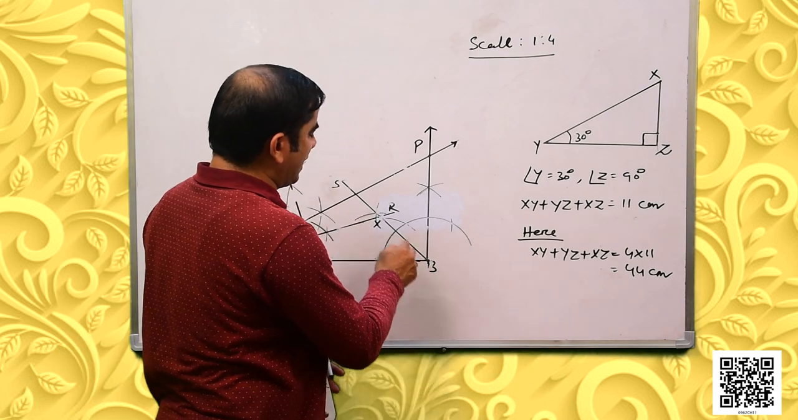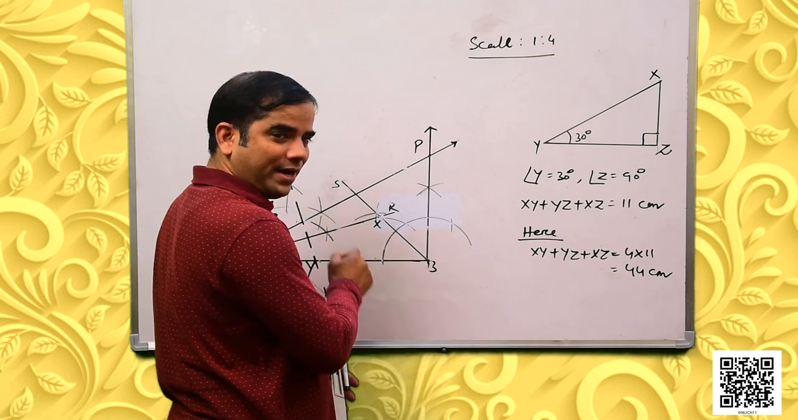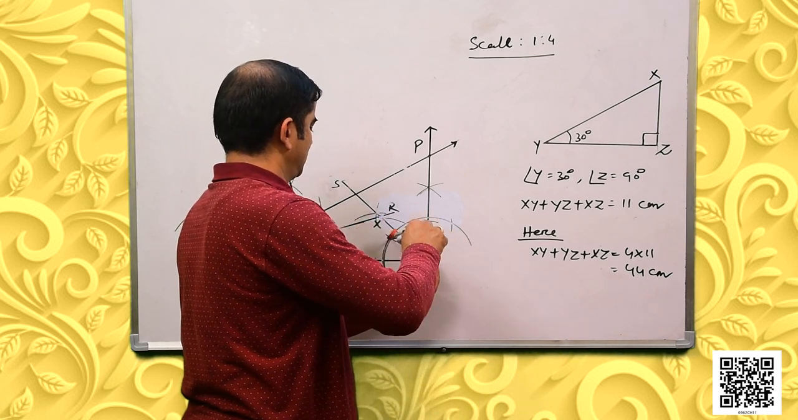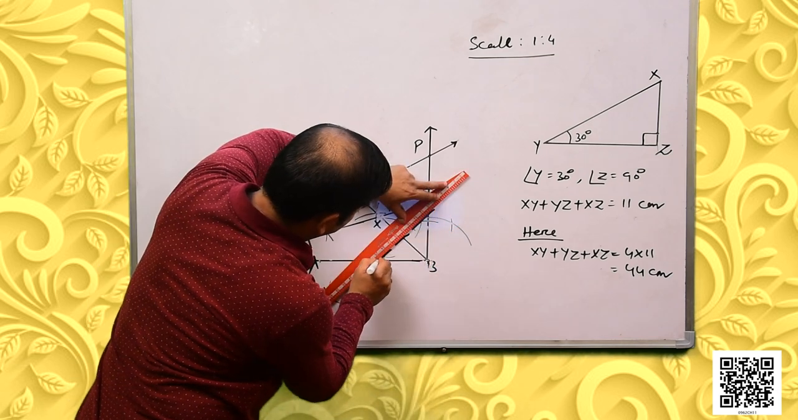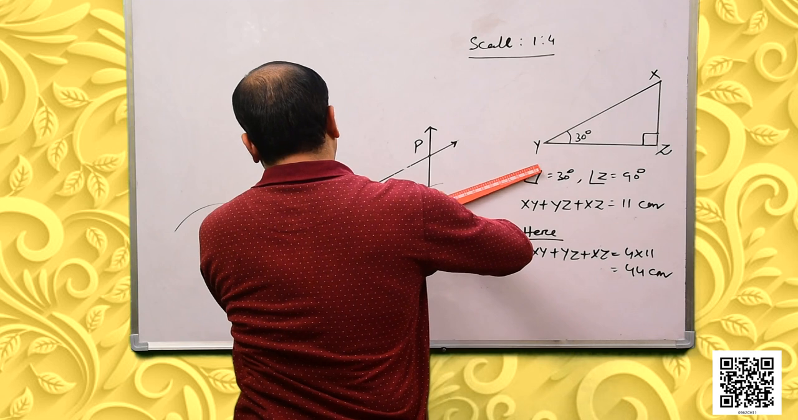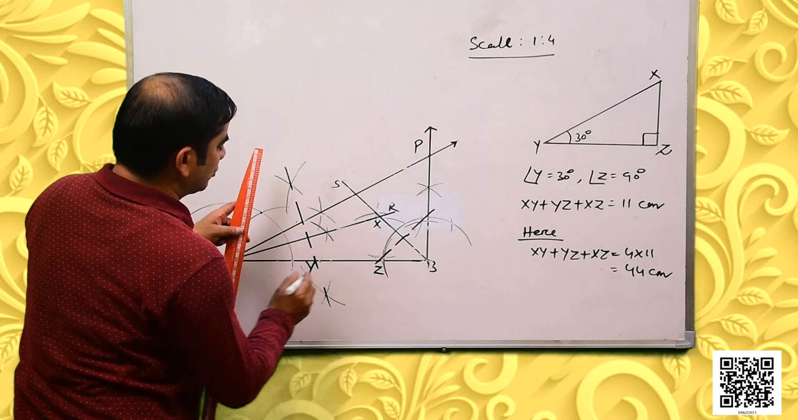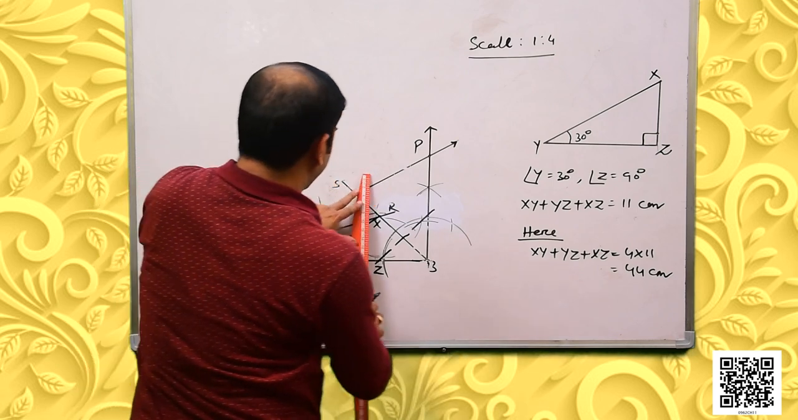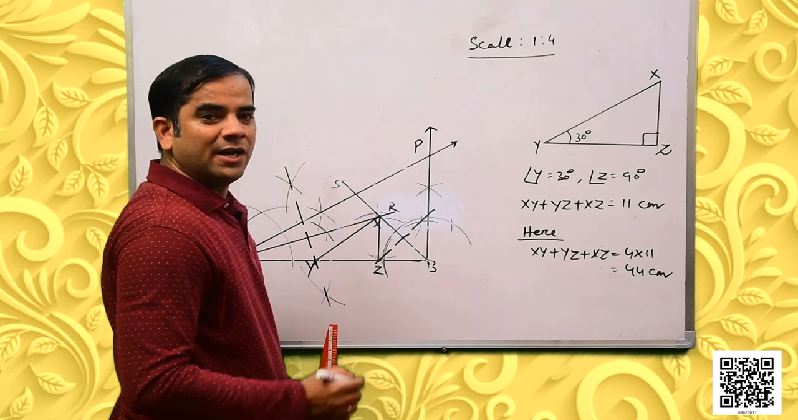What next? Now we will construct the perpendicular bisector of BX and let that perpendicular bisector intersect AB at a point and we will name that point as Z. So this is point Z. Now we have got all the points for the required triangle, that is point X, point Y and point Z. So let us now join these points. So XYZ is the required triangle.